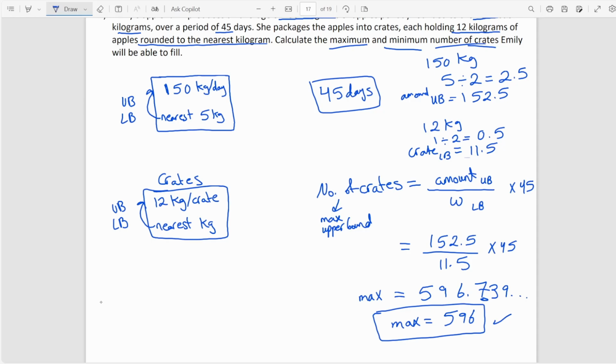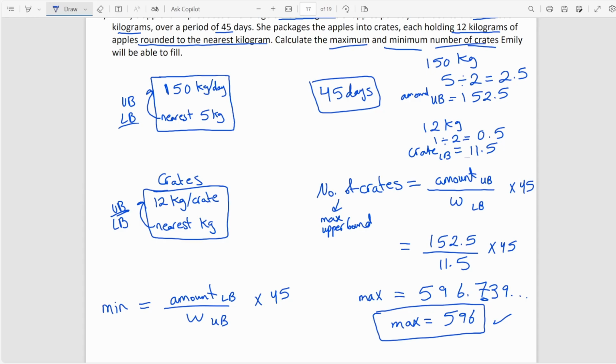Now for the minimum number of crates, or the lower bound, it's the same rule. There is no difference in the rule. However, this time you would want the lower bound for the amount and the upper bound for the weight. And it makes sense. You want the minimum number of crates. So you want to have the minimum amount of apples, which is the lower bound for it. And you want to have dividing it by the maximum weight of the crates, which is the upper bound.